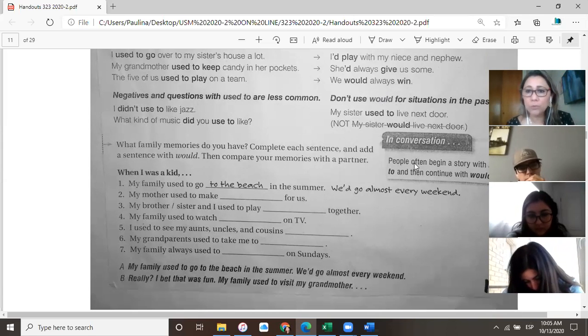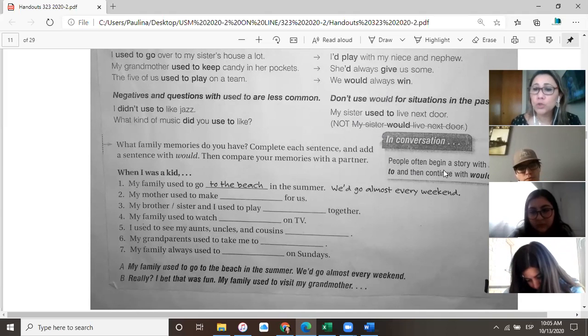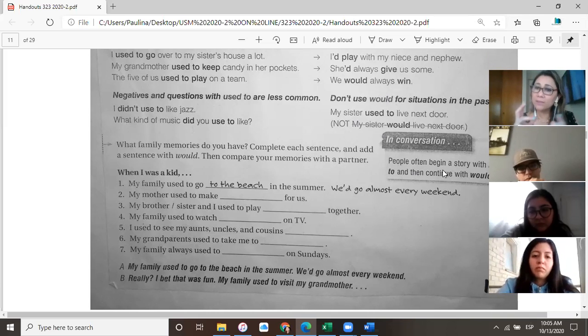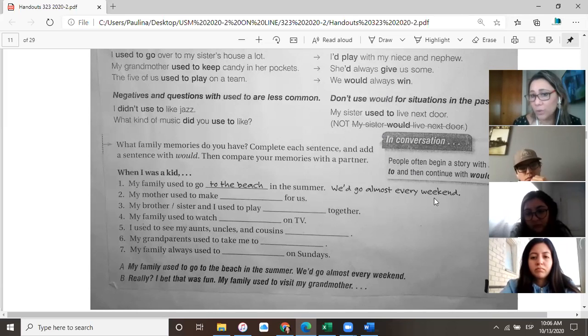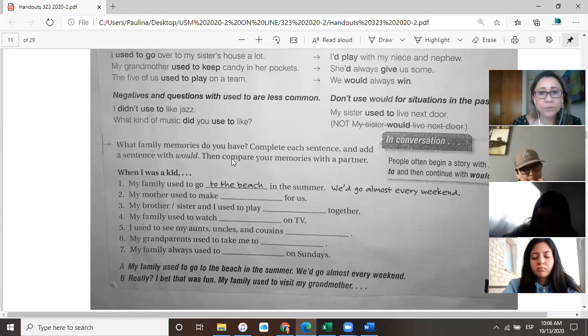Normally, Rocio, Paula, in a conversation, you start a story in the past with used to, and then you continue with would. For example, here, my family used to go to the beach in the summer, and we'd go almost every weekend. So you start with used to, and then you continue with another sentence with would. Complete each sentence and add a sentence with would.